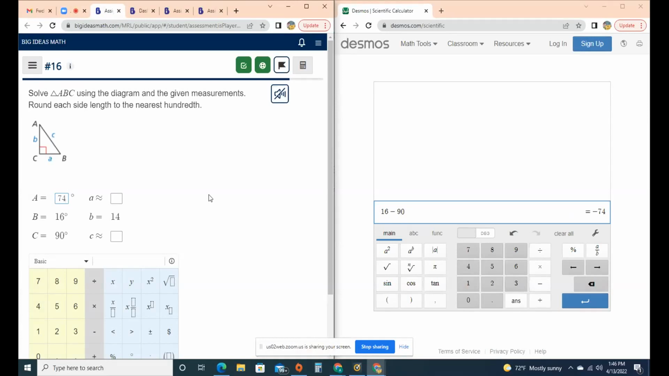We want A and C. So again, what do we have? What do we want? We've got SOH CAH TOA. Relative to this angle right here, A is adjacent and 14 is opposite. So that means it's cosine. So cosine of 16 equals A over 14. How do you solve for A? Well, you've got to clear the fraction here.